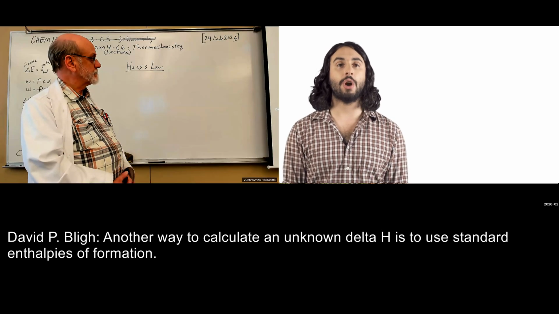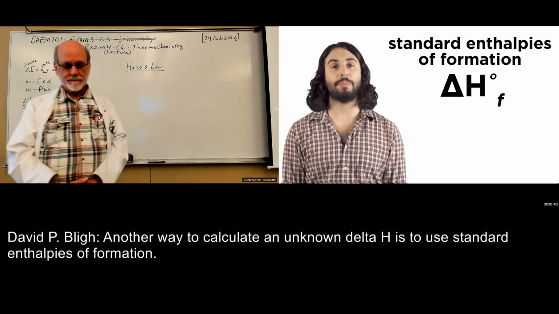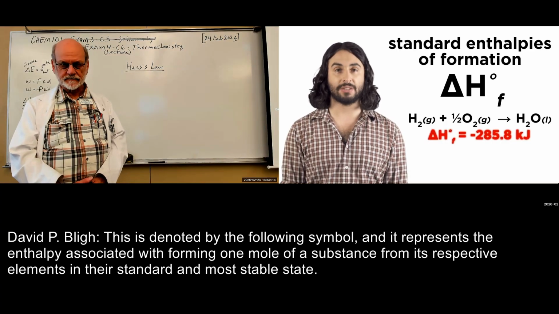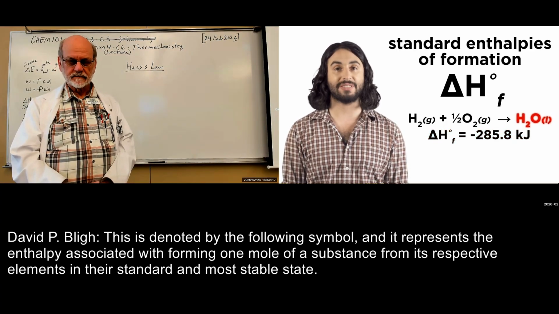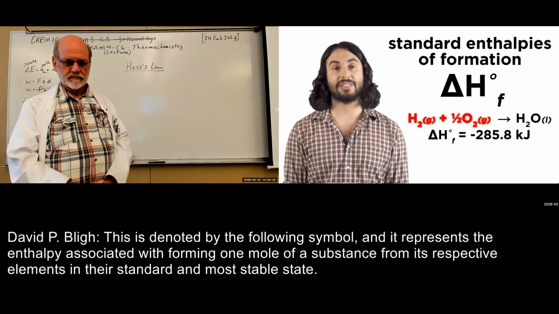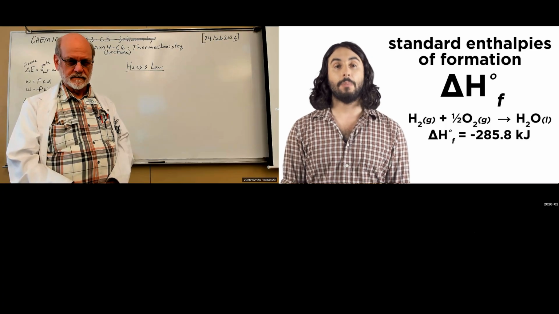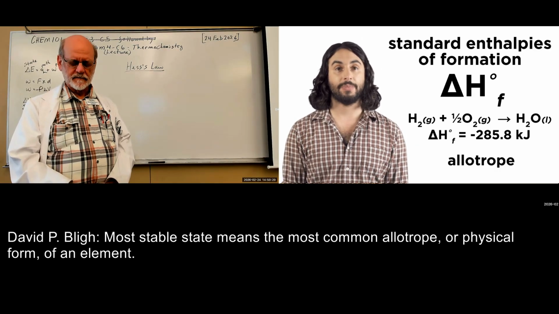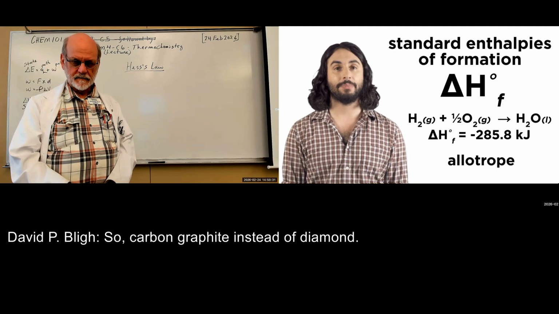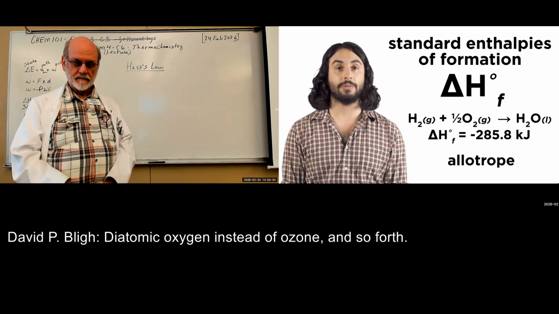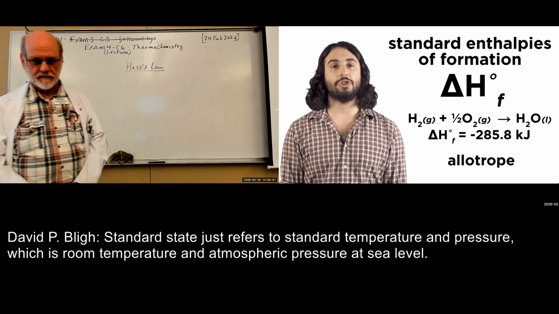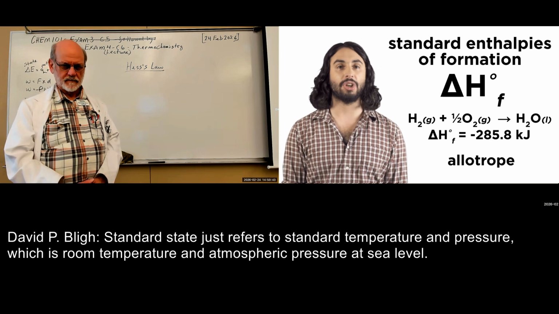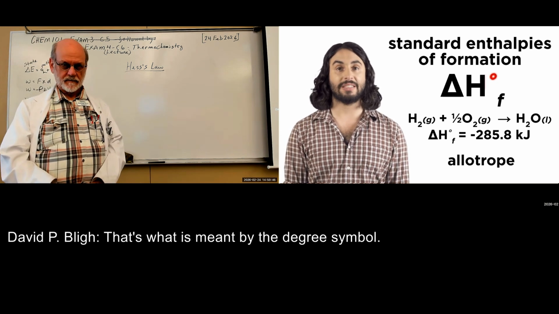Another way to calculate an unknown delta H is to use standard enthalpies of formation. This is denoted by the following symbol, and it represents the enthalpy associated with forming 1 mole of a substance from its respective elements in their standard and most stable state. Most stable state means the most common allotrope, or physical form of an element. So carbon graphite instead of diamond, diatomic oxygen instead of ozone, and so forth. Standard state just refers to standard temperature and pressure, which is room temperature and atmospheric pressure at sea level. That's what is meant by the degree symbol.